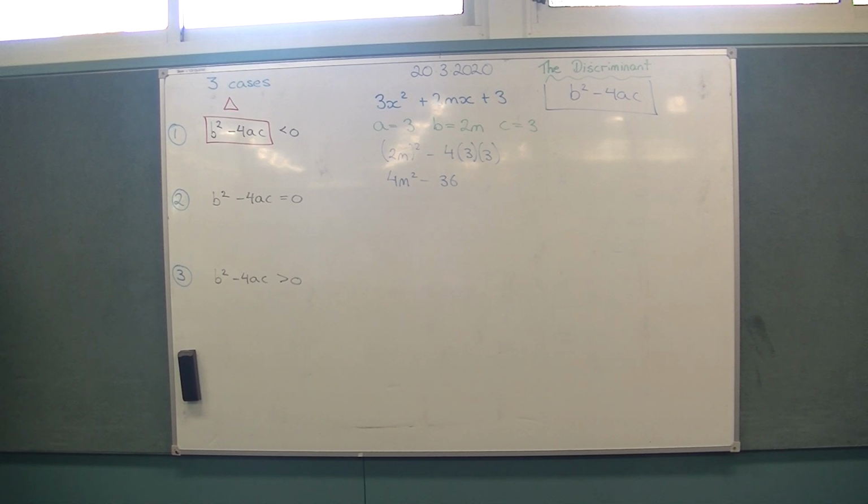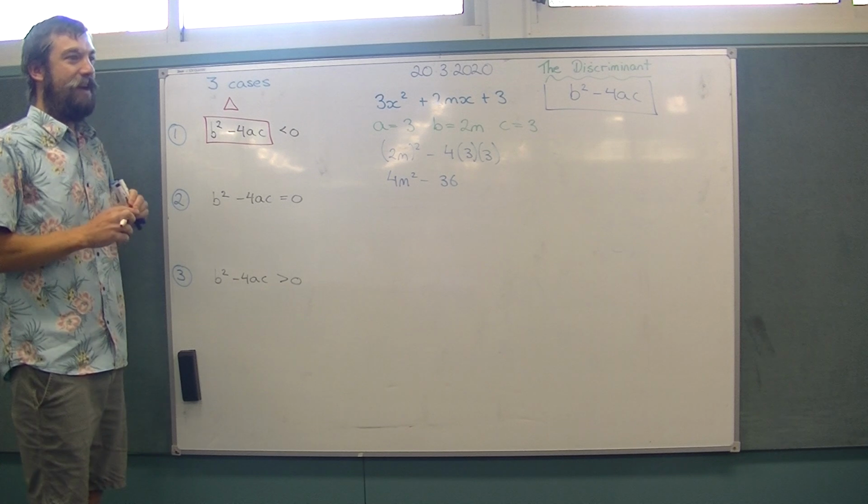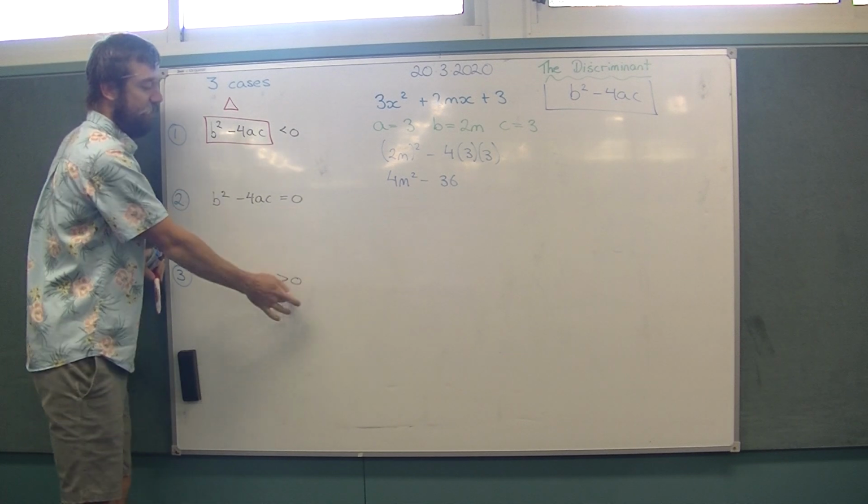What do we actually know about it? Can we read anything out of it? No. What does it depend on? The m. So it depends on what m is. We have to work out what it is. So we're going to work out what m is by solving it. We're going to solve it for one of these three cases.